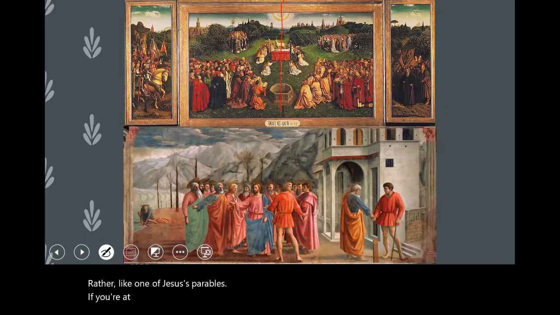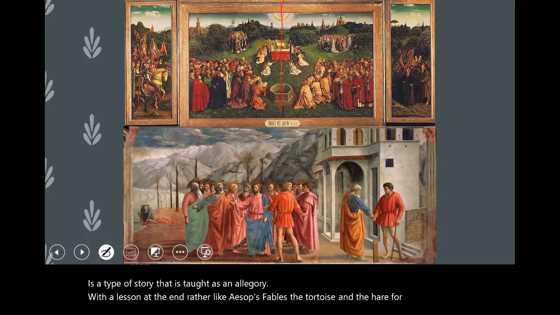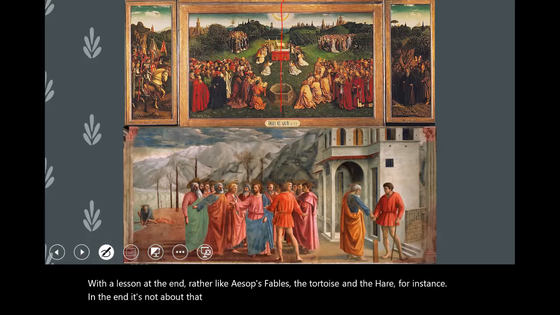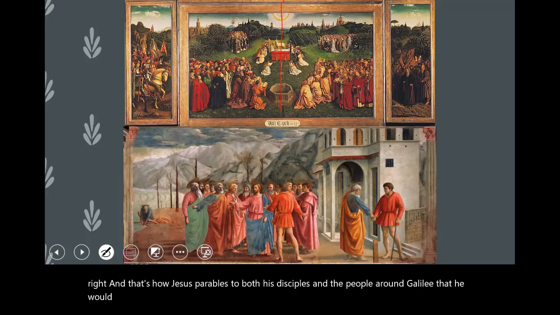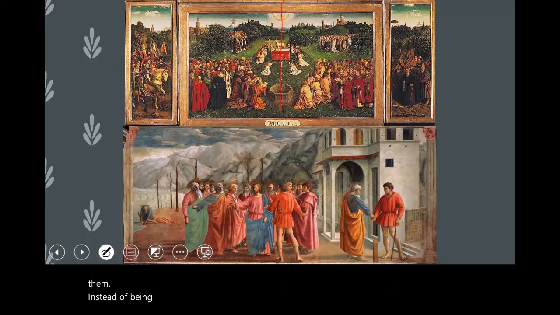A parable is a type of story that is taught as an allegory with a lesson at the end. Rather like Aesop's fables, the tortoise and the hare, for instance. In the end, it's not about the tortoise or the hare. It's about how slow and steady wins the race, right? And that's how Jesus' parables to both his disciples and the people around Galilee that he would speak to, that's how they would go and how he would teach. He would relate the topic to them instead of being very strict and diagrammatic.